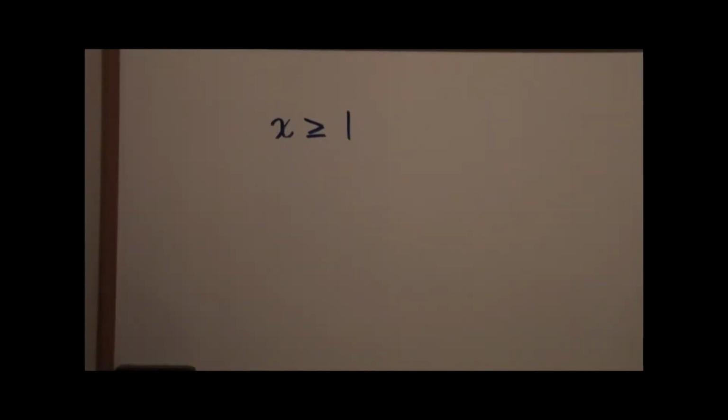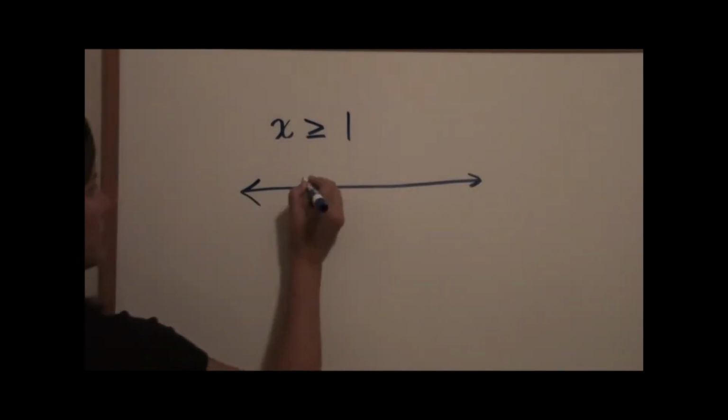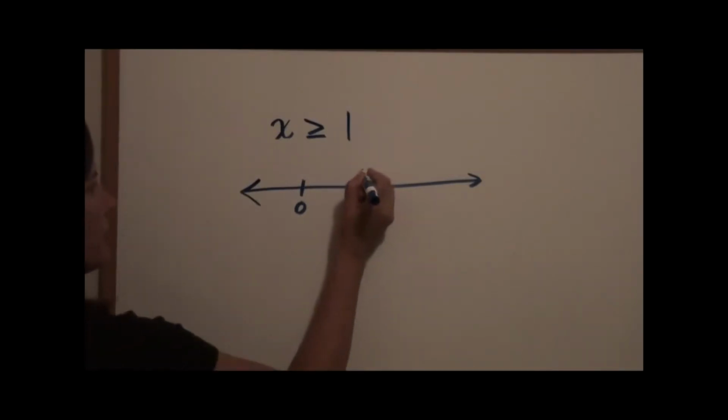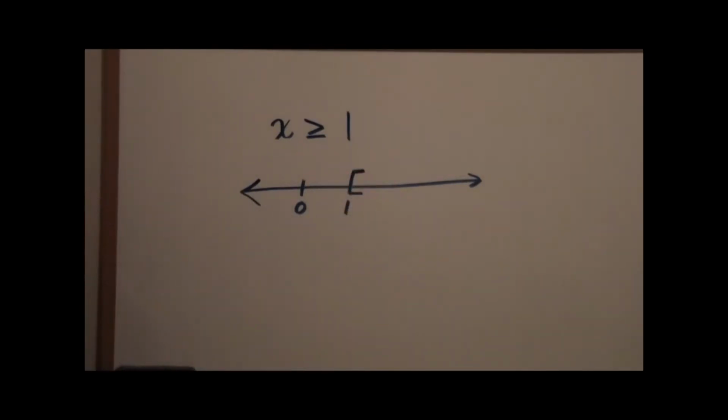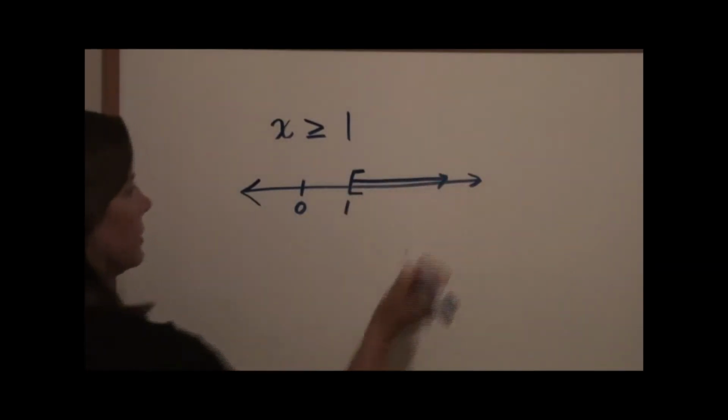Okay, next we'll take a look at x is greater than or equal to 1. On our number line, we need to show 0 and +1. Think about which direction we're going to shade. We're looking for values of x that are greater than or equal to 1. So greater than means we go to the right. We're including the 1 because we have an equal sign. So this time we're going to use a bracket, and that bracket's going to open to the right because we're going to shade to the right.